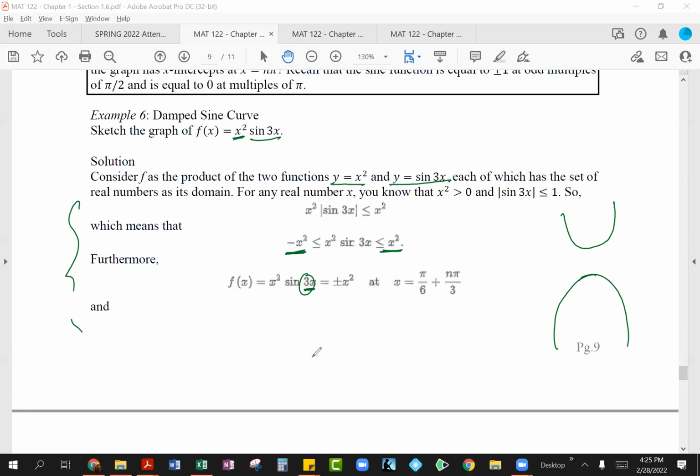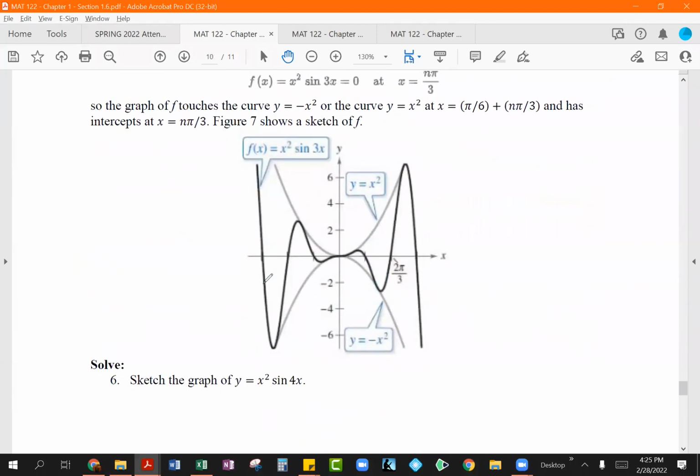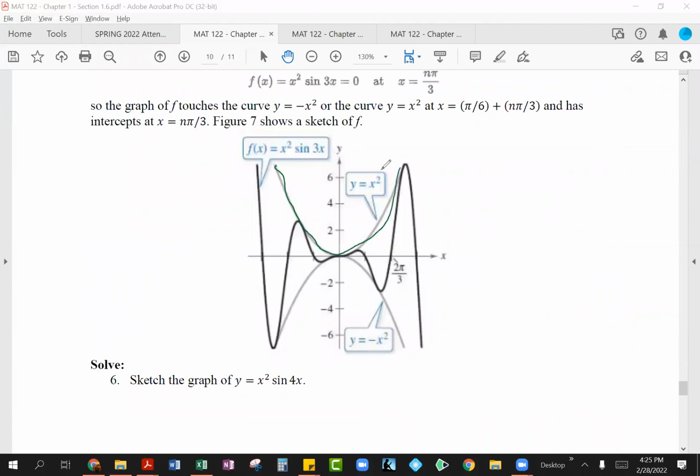So imagine what the sine of 3x function would look like, or put it on a graphing calculator to see what that function looks like, just to get an idea. And then how will this damping factor of x squared change that? And so again, if you look through the graph over here, you will see right here on the top is our positive x squared. Here is our negative x squared function.